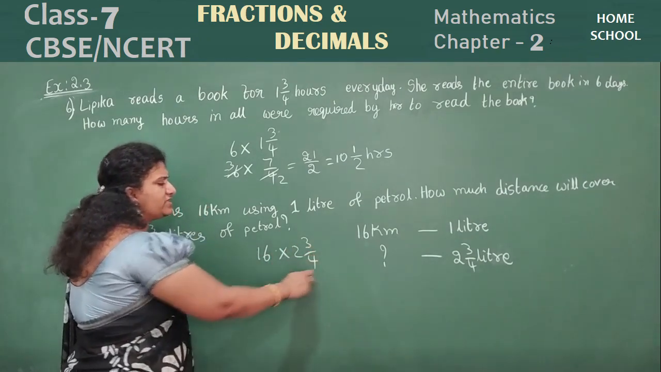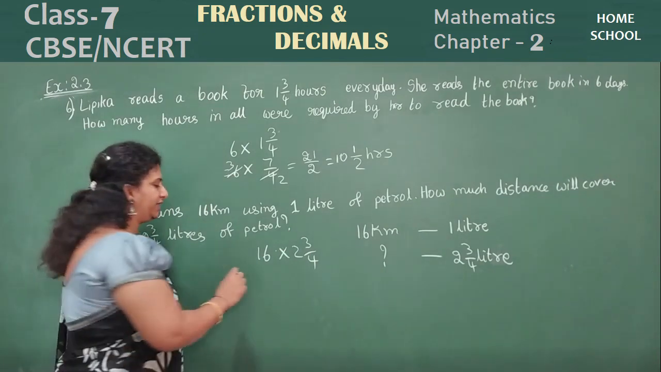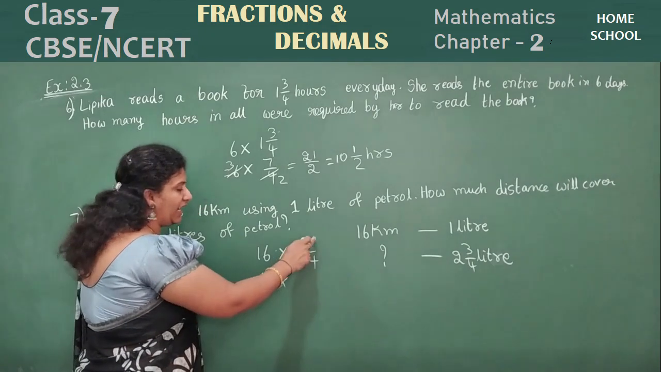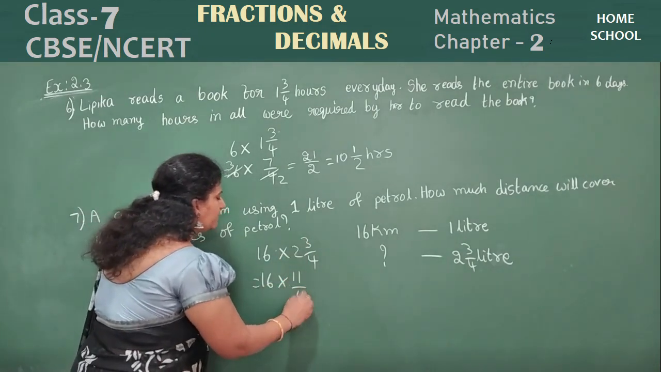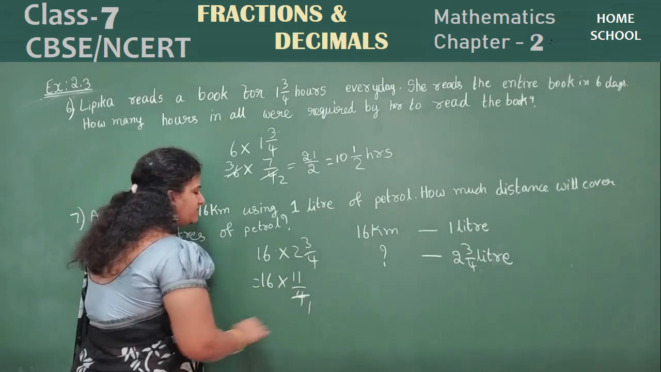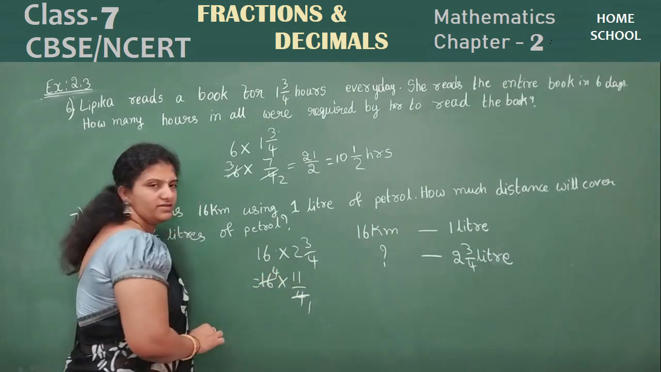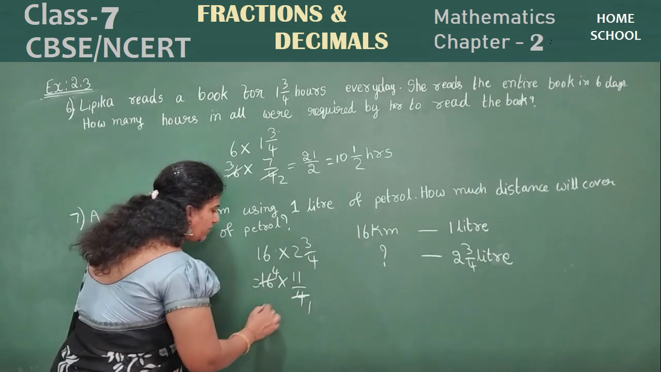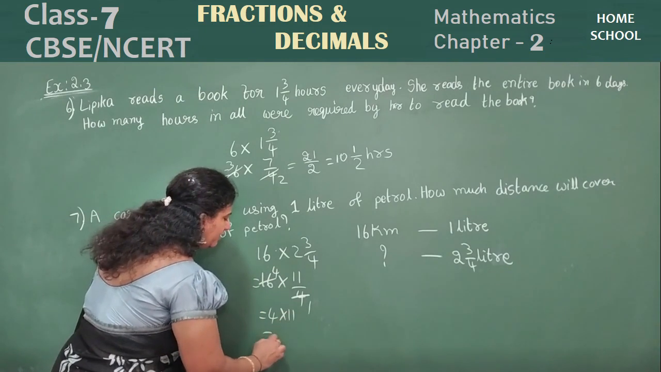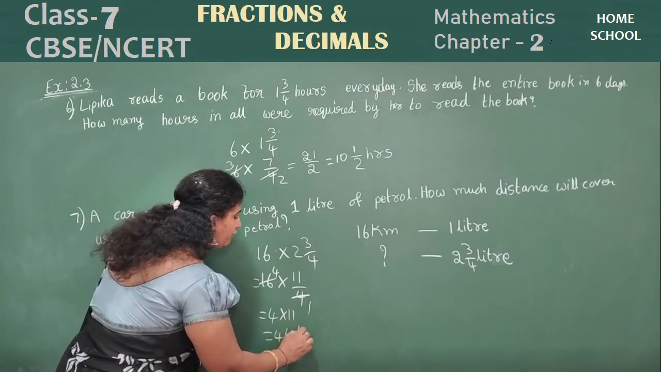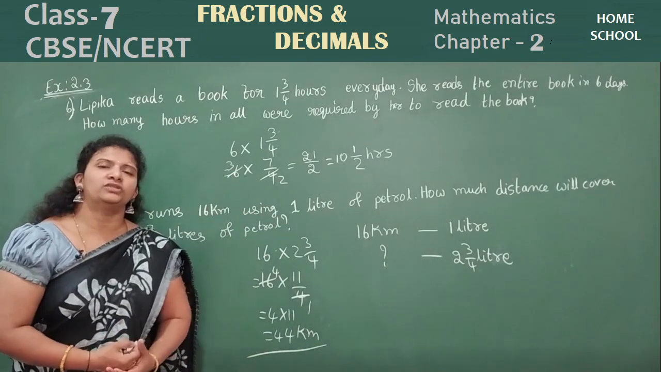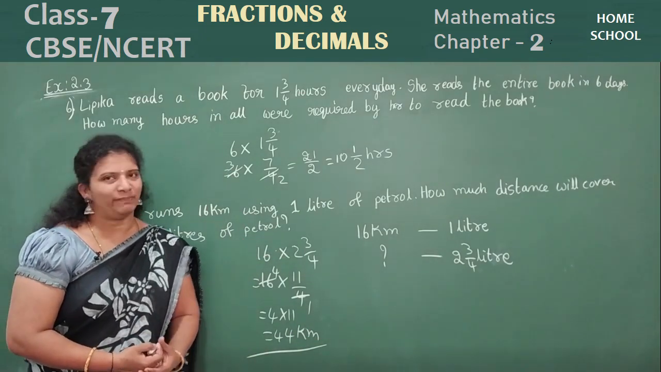2 3/4 is a mixed fraction. Convert. 2 4s are 8. 8 plus 3 will be 11/4. So now 4 1s are 4, 4 4s are 16. You can cancel the numerator and denominator. 4 into 11. That will be 44 kilometers you can travel using 2 3/4 liters of petrol.